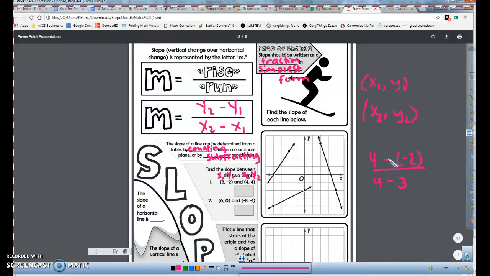Be careful when you're subtracting these negatives. 2 negatives next to each other become a positive. So 4 minus a negative 2 is really 4 plus 2, which is 6. 4 minus 3 is 1. 6 over 1 is simply 6. So I know my slope here is 6. Okay? Try number 2 on your own.